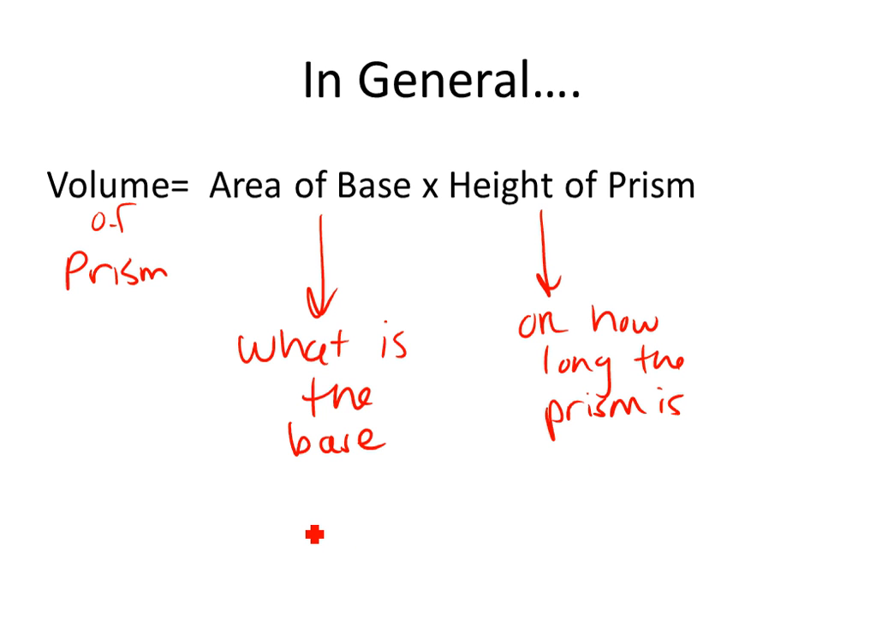So once again, in general, you're going to find the area of the base, whether it's a rectangle or a triangle. It's going to be probably either one of those. And then you find the area of that, and then you multiply it by the height of the prism, or how long the prism is.